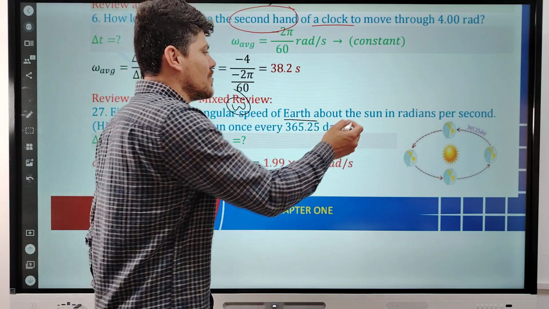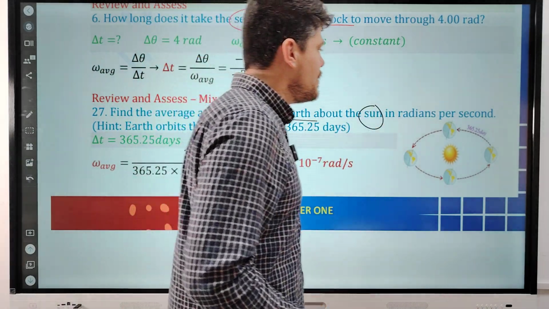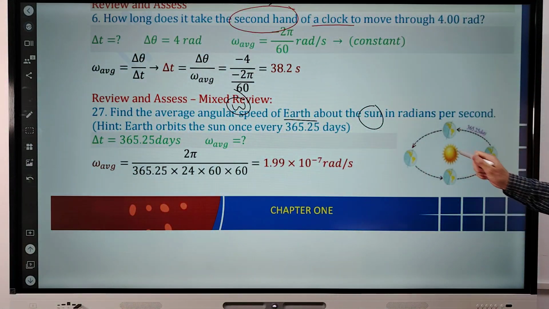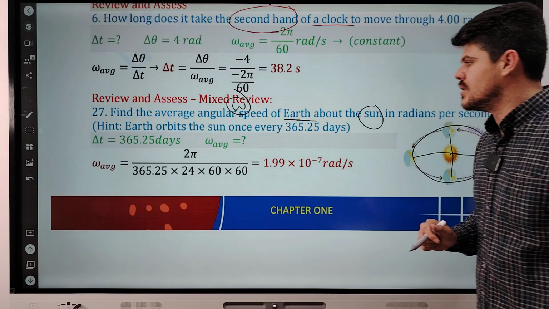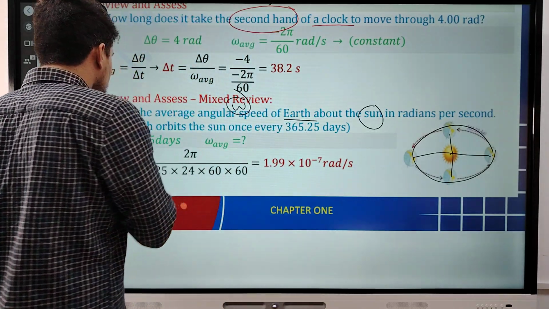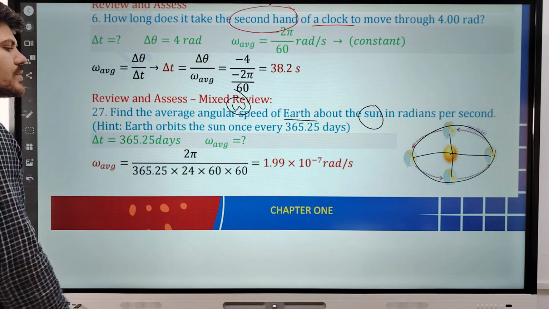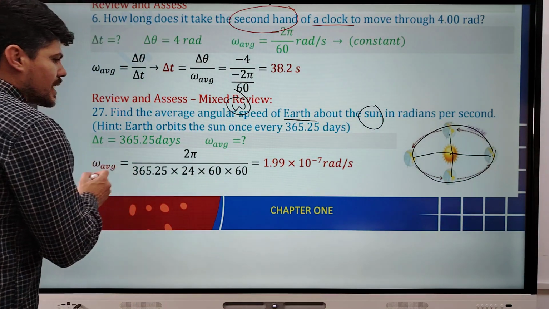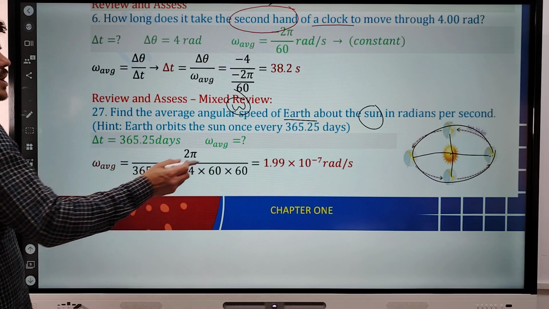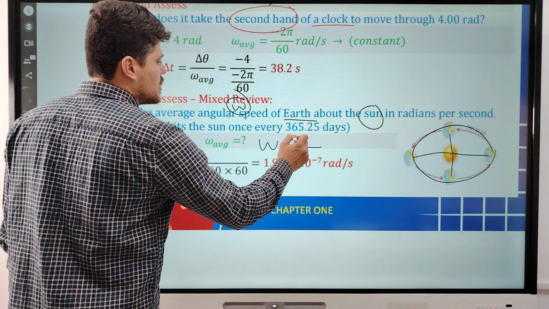About the sun. It means that this is Earth, this is the sun. What is the axis of rotation for the Earth orbiting around the sun? The sun is the axis of rotation. And the Earth orbits the sun and it takes 1 year. So the hint is given here. The Earth orbits the sun once every 365.25 days. So you can write down the equation of the average angular speed.